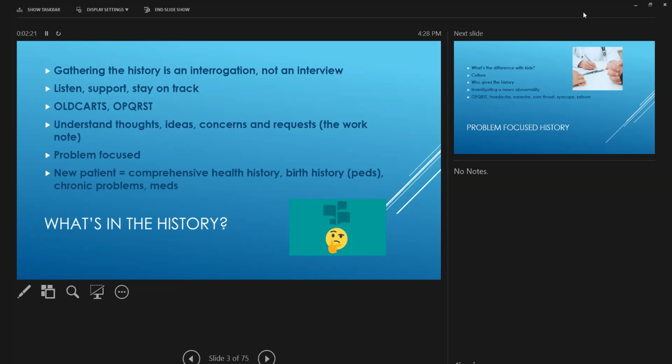If it's a new patient, particularly a pediatric patient, we need to get the birth history, as well as a comprehensive health history, what chronic problems they may have and what medications they take. A lot of times with patients, I'll say just quickly, got any health problems? Nope. Take any medications? Yeah, I take metformin and hydrochlorothiazide. It's like, okay, so you have diabetes and hypertension. So those are some things that we want to ask, and maybe ask them in a different way to get a scope on what's going on.